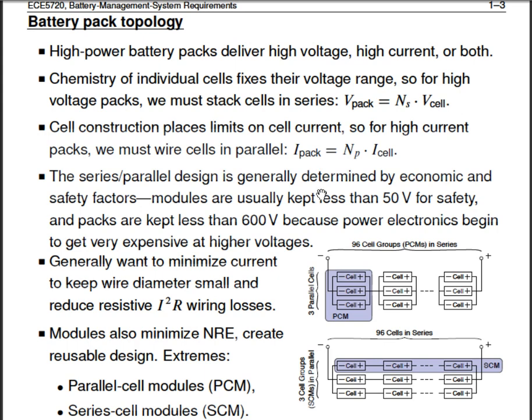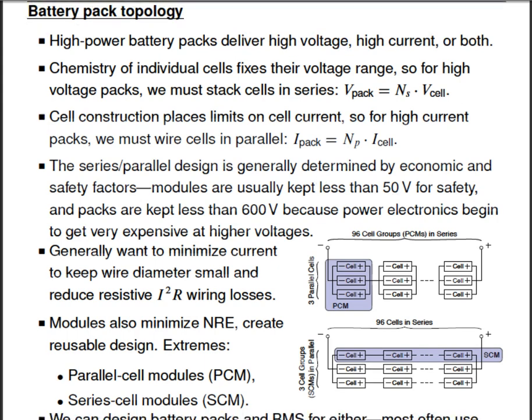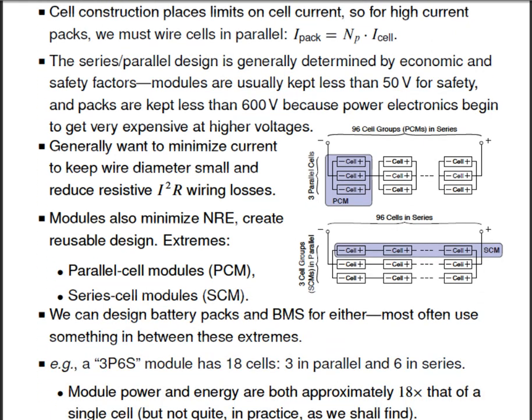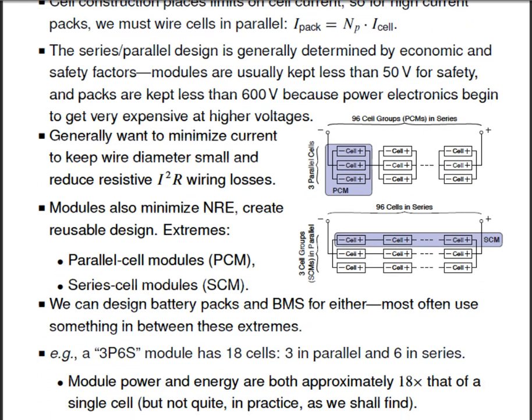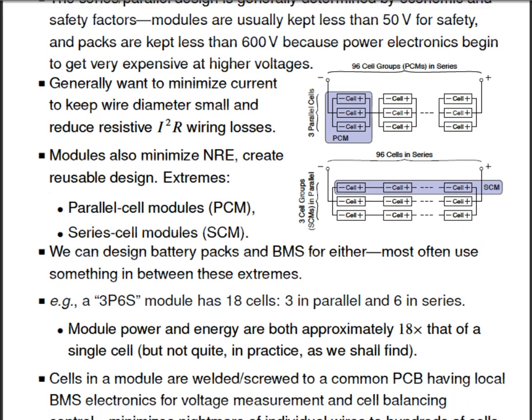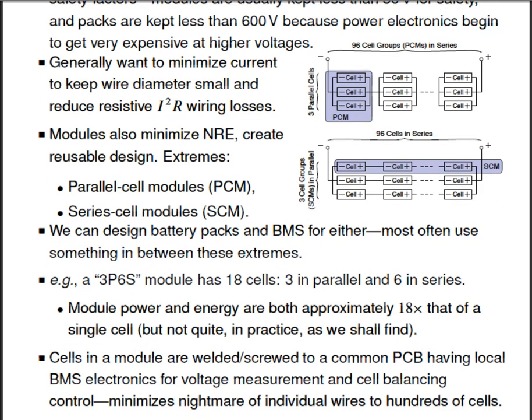Modules are usually kept below 50 volt for safety, and packs are kept below 600 volt because power electronics begin to get very expensive at higher voltages. So maximum we can go up to 600 volt. Generally we want to minimize the current to keep the wire diameter small and reduce the resistive I squared R wiring losses.